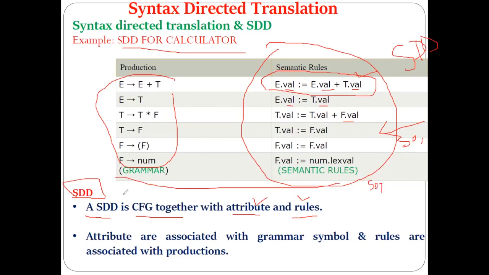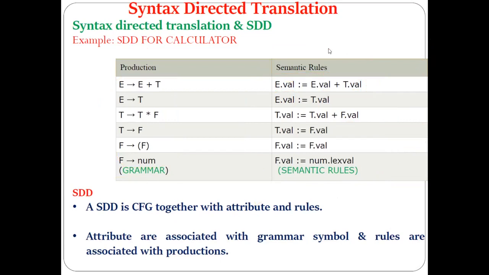So what is a syntax directed definition? A context-free grammar together with attributes and rules. Attributes are associated with each grammar symbol, and rules are associated with the whole production. The rule here is A.val equal to A.val plus T.val. So this you should keep in mind. This is also asked in the exam a number of times: syntax directed definition for the calculator. Why is it referred to as a syntax directed definition for the calculator? Because here we are performing all the operations related to a calculator, multiplication, addition, like this.